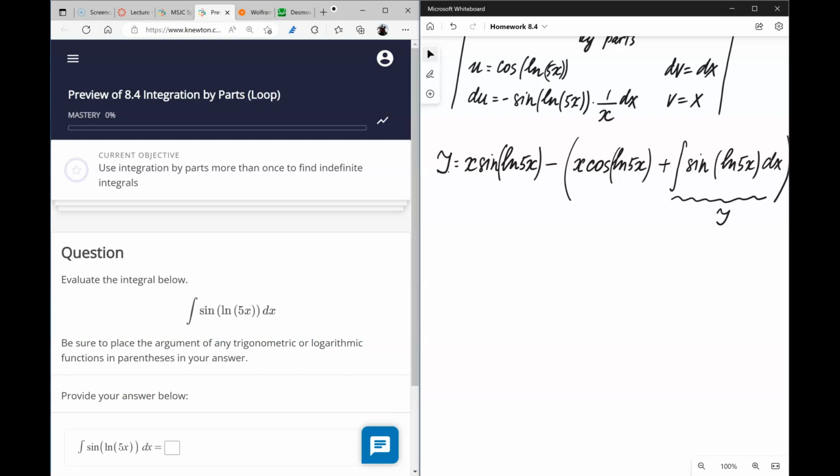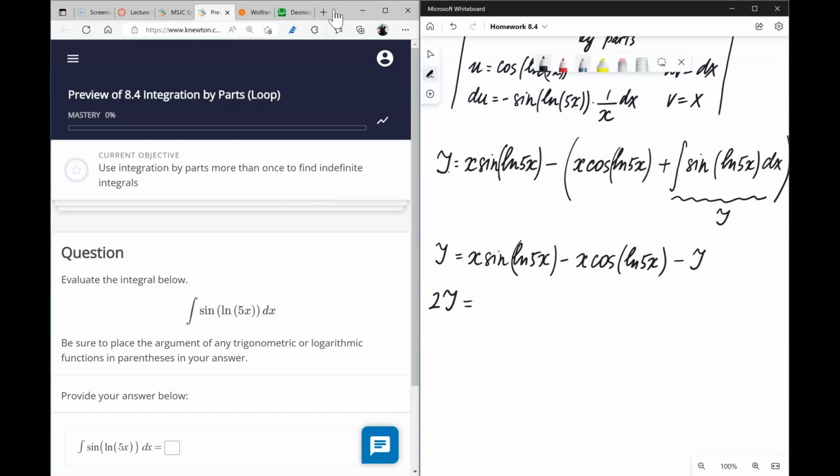So what we have here now is J is equal to x sine of ln of 5x minus, now I'm going to distribute this negative, x cosine of ln of 5x minus J. So all that is equal to J. And now we're just going to solve it for J. We're going to add J to both sides. So now on the left side we have 2J.